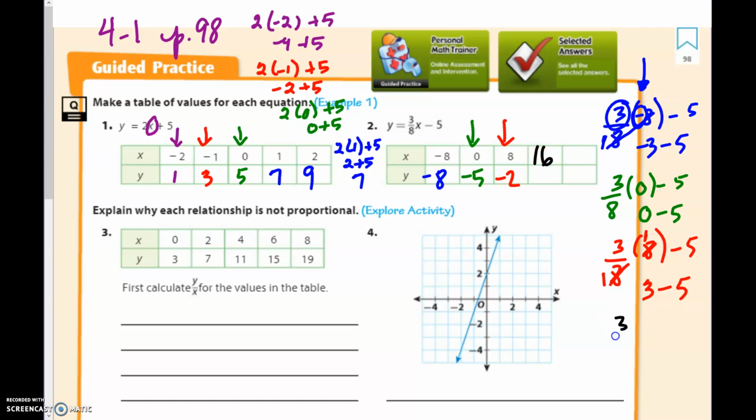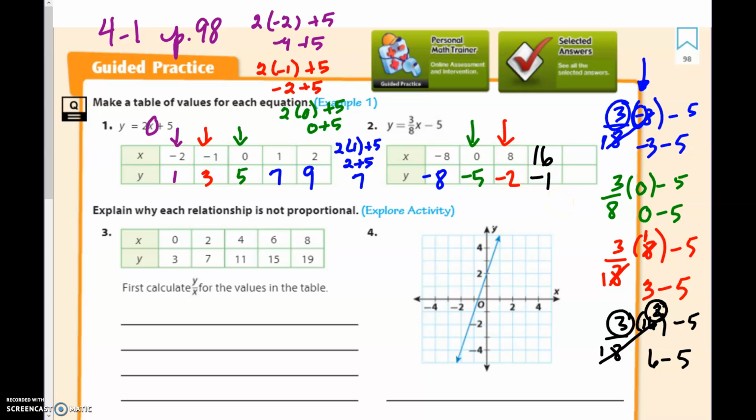So I'm going to do 3 eighths times 16 minus 5. Because 8, when I divide by 8, I get a 1. And when I divide 16 by 8, I get a 2. So I'm going to take 3 times 2 and get 6 minus 5. So I get a negative 1.